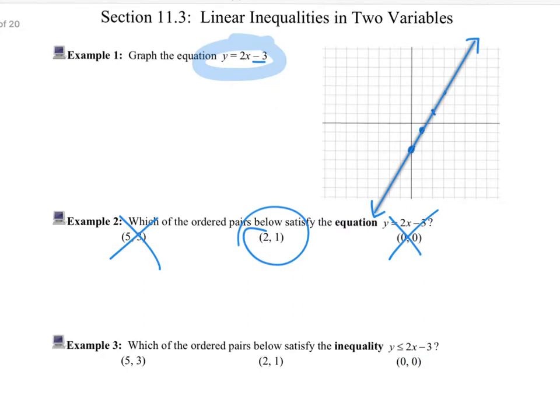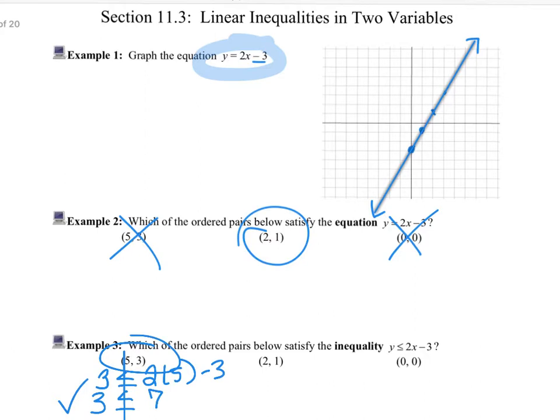So what that means is to test 5, 3, I would put 3 in for y. It's less than or equal to 2 times 5 minus 3. Then I'm going to evaluate this side. 2 times 5 is 10. 10 minus 3 is 7. And I'm going to look at what I have. 3 is less than or equal to 7. That's true. 3 is less than 7. So 5, 3 satisfies that inequality.